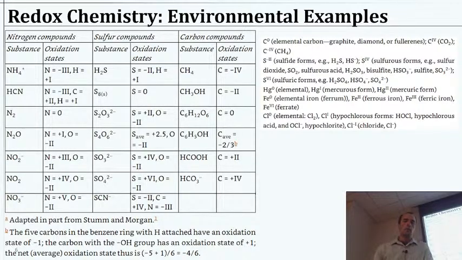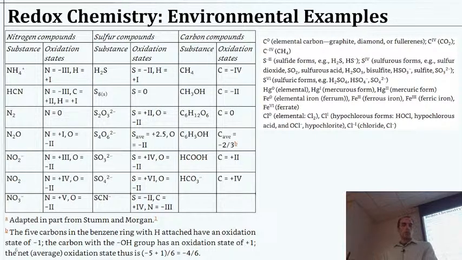So some of the perhaps interesting ones might be the nitrogen compounds. We deal a lot with nitrate and nitrite in environmental systems. We could start with nitrogen gas, N2. Obviously that's 0. Could go on to N2O, nitrous oxide. We'll see that the O has to have a -2, and therefore each nitrogen is a +1.